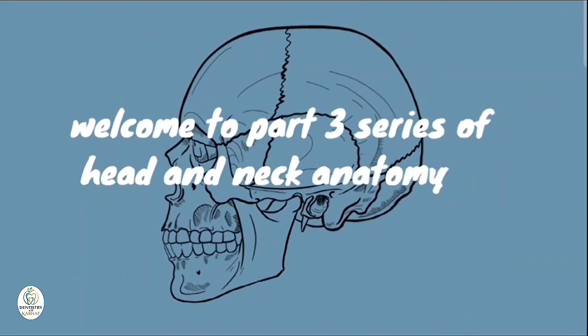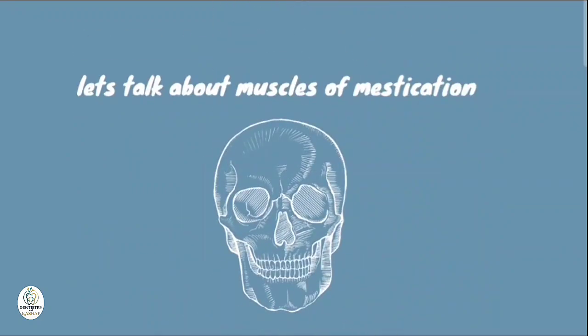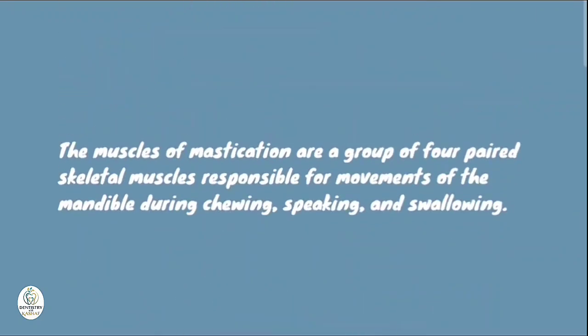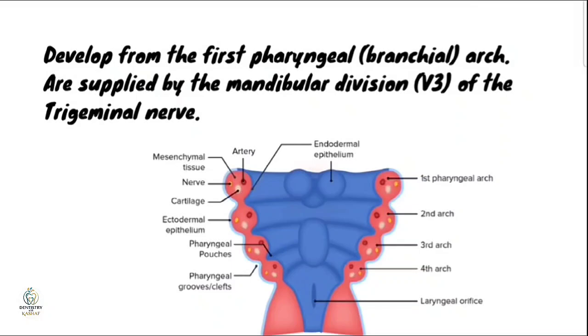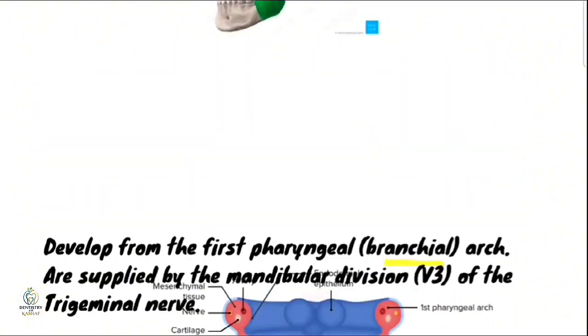It's part 3 of our head and neck anatomy series. Let's talk about the muscles of mastication. Muscles of mastication are a group of 4 pairs of skeletal muscles which are responsible for the movement of the mandible during chewing, speaking, and swallowing. They develop from the first pharyngeal arch, called the branchial arch, and are supplied by the mandibular division V3. It is sometimes also called the mandibular arch.